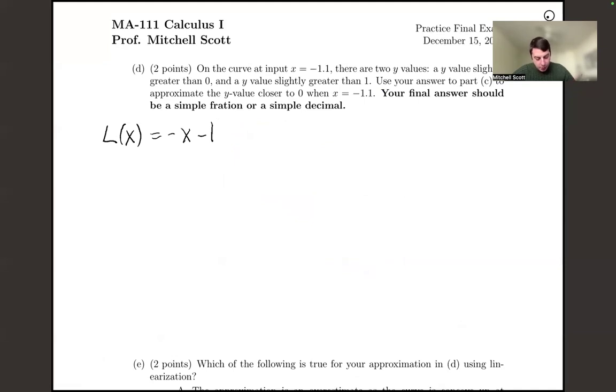And what we do is we just plug in our point. L of -1.1 equals the opposite of -1.1, minus 1. So then we're going to simplify. This equals 1.1 minus 1, so this equals 0.1. So that is our approximation to the y value that is closer to x equals -1.1.